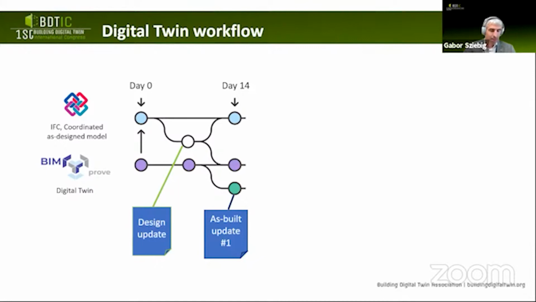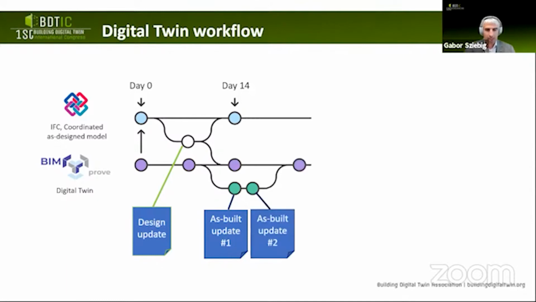In the meantime, we are doing the daily tracking of the construction site, and we figure out that there is a deviation. That one is highlighted here with the green as-built update. So we find deviation and even more deviation, which by default are only approved on the twin side and not in the contractually binding as-designed model.